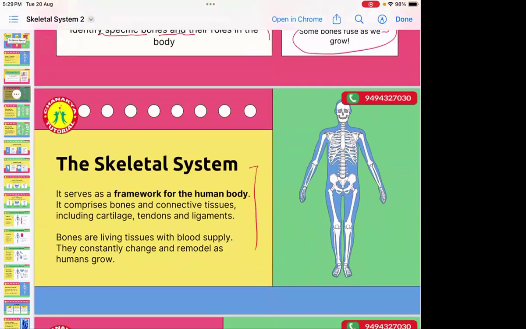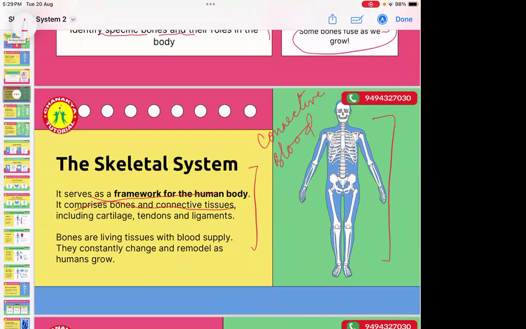So the skeletal system serves as a framework for the human body. It comprises bones and connective tissue. So the whole skeletal system has what? It has bones and connective tissue. Connective tissue means like the blood. Blood is a kind of connective tissue which helps to transfer oxygen and nutrients. So it comprises bones and connective tissues, including cartilage, tendons, and ligaments. So they have cartilage, tendons, and ligaments.